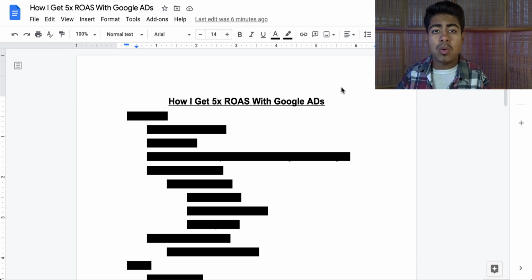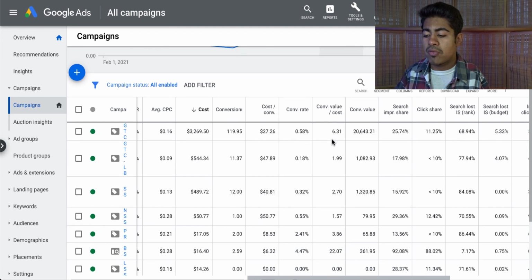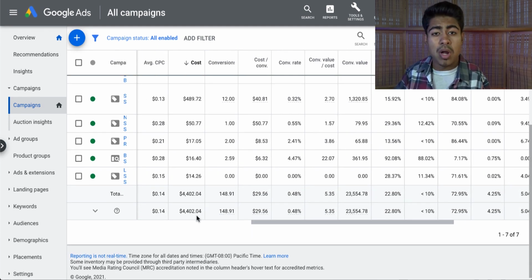Before we get into the Google Docs for this video, let's look at the actual campaign to look at the ROAS for this month. Now, when I'm recording this video, it is currently February 10th. And as you guys can see, so far for this month, we have spent roughly $4,402 on this account. Now, this is of course not a lot of money when it comes to spending with advertising. However, that's one beauty about Google, and that is you don't really need to be spending as much money with Google in order to get such results.